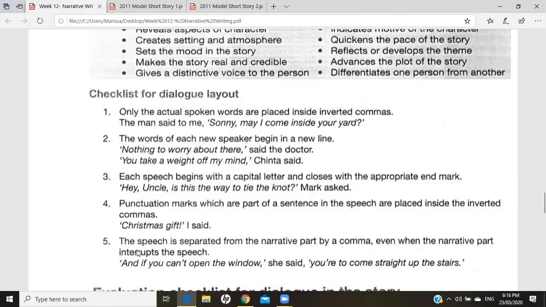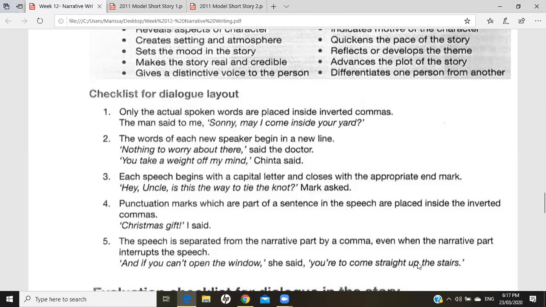And number 5 says, the speech is separated from the narrative part by a comma, even when the narrative part interrupts the speech. So you must always have commas to separate what is being said. So for example, open inverted commas, "If you can't open the window," close inverted commas, she said, "the next," comma, and then we begin again.